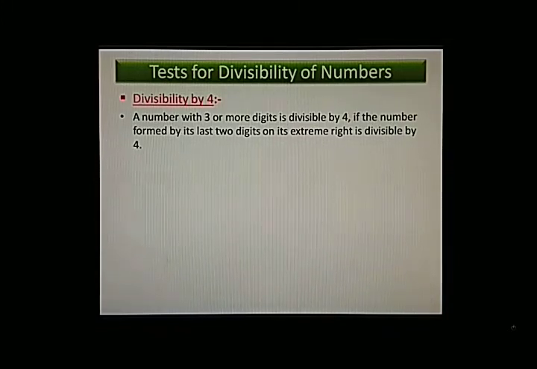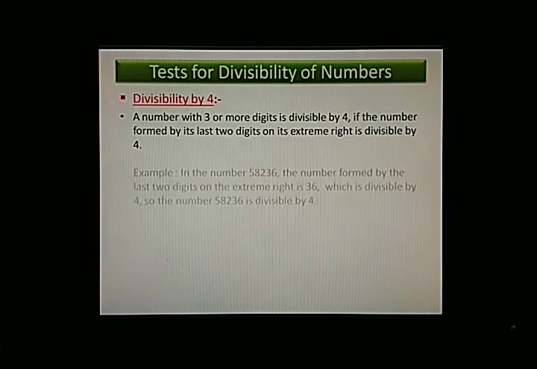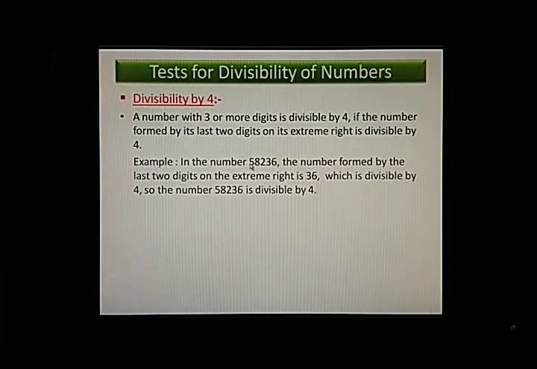Those 2 digits, that is in the ones place and in the tens place, have to be divisible by 4. Only then can we say that the number is divisible by 4. Let us see one example. Say this number 58236. Here we just focus on the last 2 digits, 3 and 6. So 36, obviously it is divisible by 4. If we divide it by 4 we get 9. It is on the extreme right; you have to check on the extreme right. So obviously this whole number is divisible by 4.